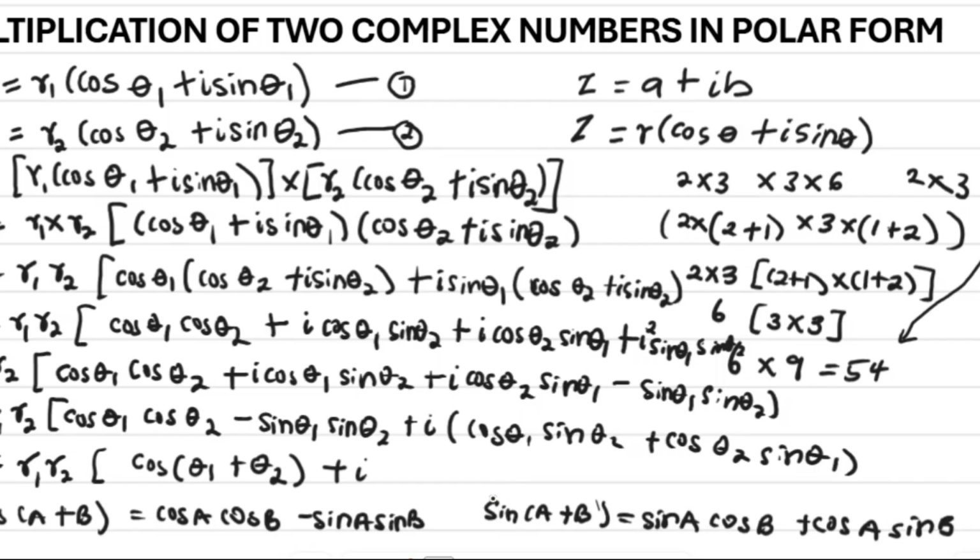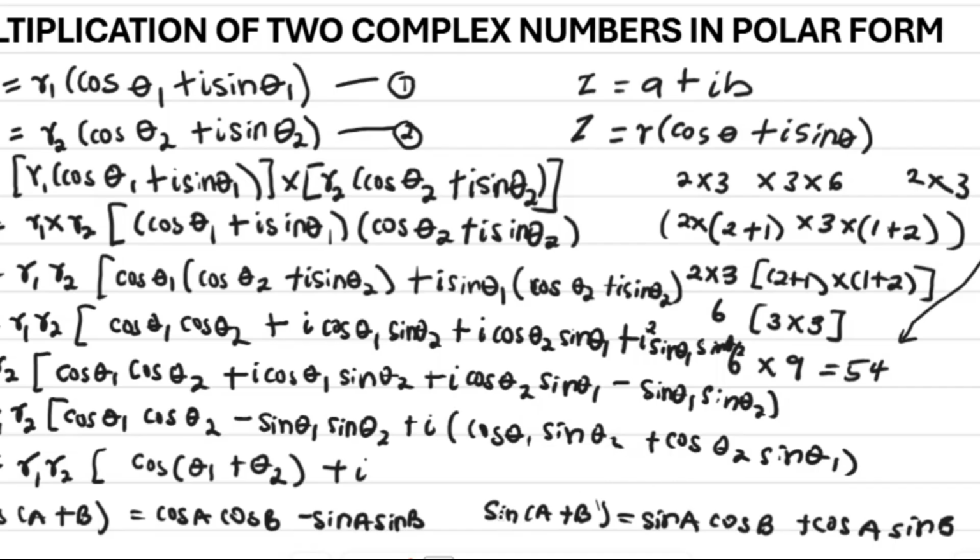So it means that sine theta 1 plus theta 2, where our A is theta 1, theta 2. This will give us sine theta 1 cos what? Theta 2. Sine theta 1 cos theta 2. That's what we have here. Plus cos A sine B, cos theta 1 sine theta 2. Are you getting the logic?